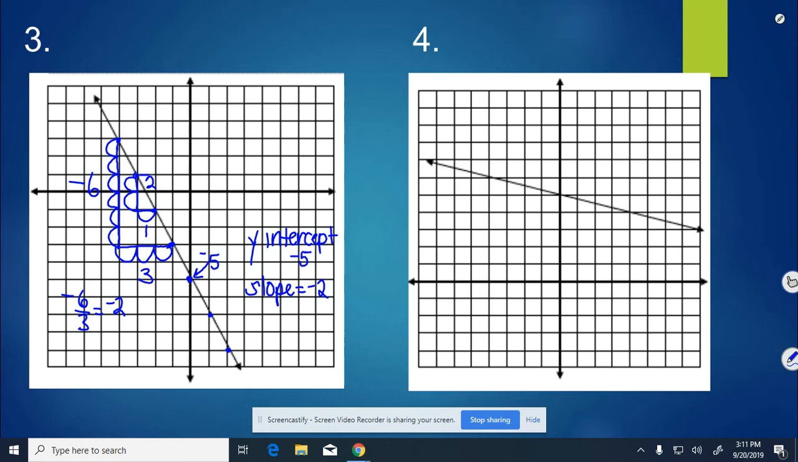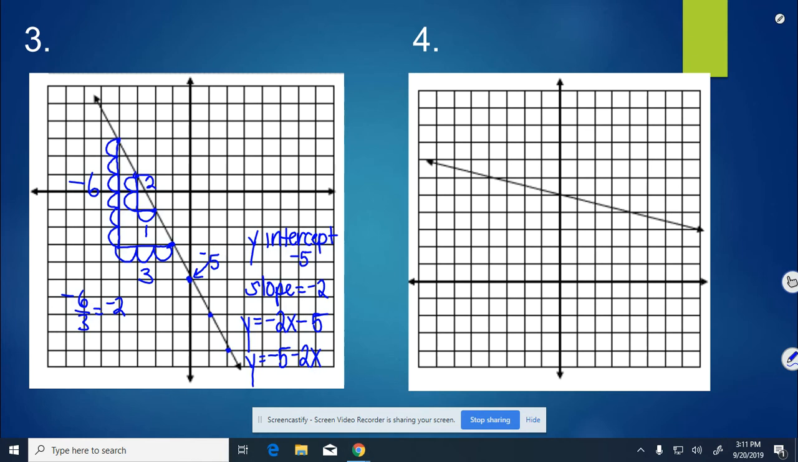So it's really important that you recognize just by looking at this graph that it's going downhill, therefore it should have a negative slope. So now we can write our equation, y equals -2x minus 5, which could also be written as y equals -5 minus 2x. Either work. They are both correct. Okay, on to number 4.